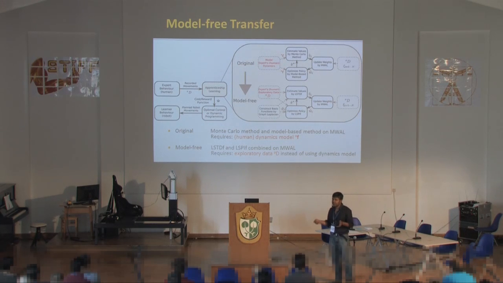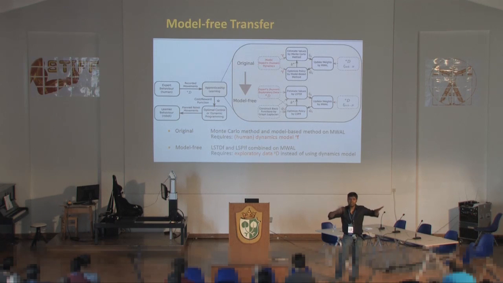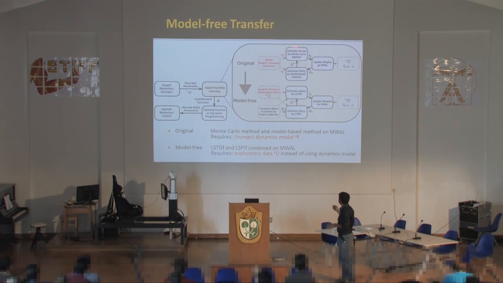So those of you who are in machine learning will understand that apprenticeship reinforcement learning has two camps, the model-based and the model-free. And the difference is nicely illustrated here. In the original model-based method, you have some model of the expert human's dynamics, which is this little f here. Then we use Monte Carlo methods to estimate the value functions, update the weights, then optimize the policy based on that. And that is the apprenticeship learning bit which goes in here.